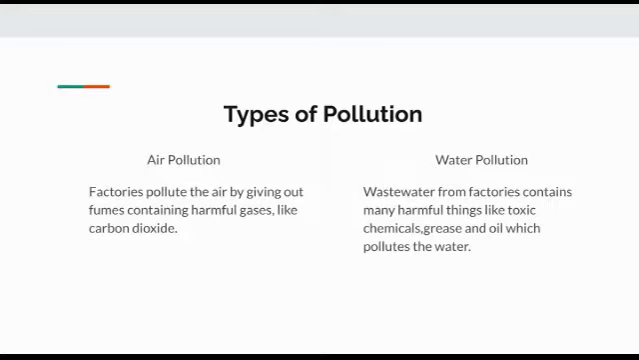When it is allowed to seep into the ground, it pollutes the groundwater. So it automatically goes out to the water bodies and joins the groundwater. So groundwater also gets polluted due to these industries. Okay, so industries also cause water pollution. How? Wastewater from factories contains many harmful things like toxic chemicals, grease and oil, which pollute the water. Okay, so understood how industries cause air pollution and water pollution.